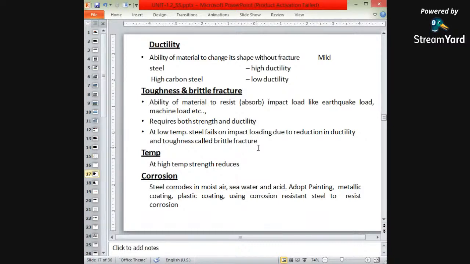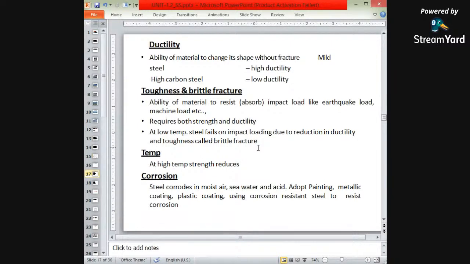Again, at high temperature, strength reduces. You have already seen that when there is high temperature, there is a little bit of elongation, a change in the shape of steel. So at high temperature, the strength of the steel gets reduced. Again, the last point is nothing but corrosion.